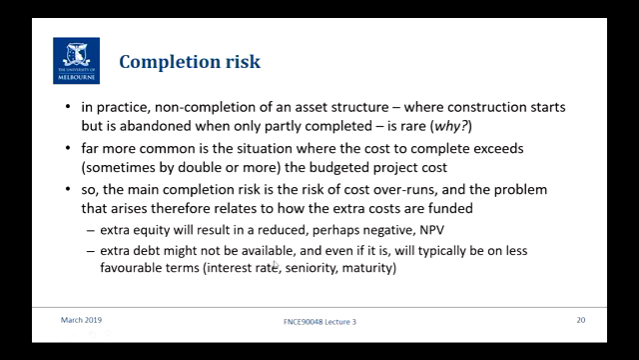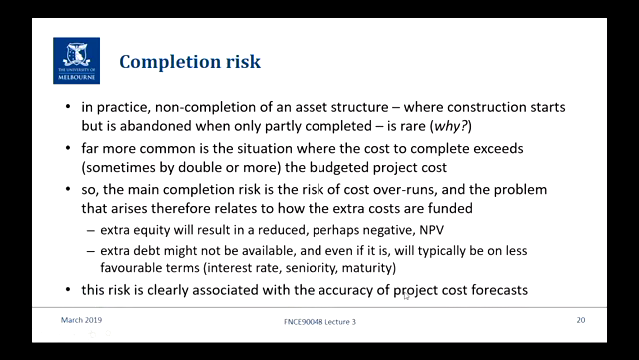Extra debt might not be available. Even if it is, it'll be on less favourable terms in relation to the interest rate that they'll charge and also the seniority. So the new debt will come in over the top of the old debt. Also in terms of maturity, they'll probably make it shorter term and be more strict on you. So cost overruns are to be avoided if possible.